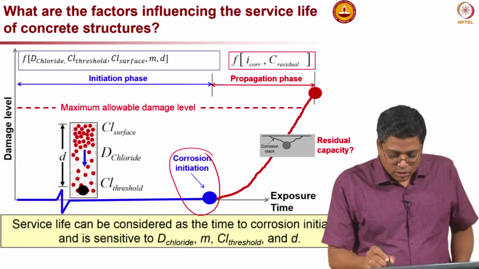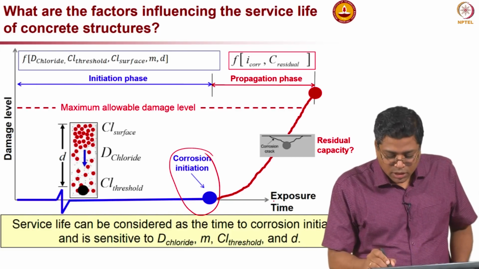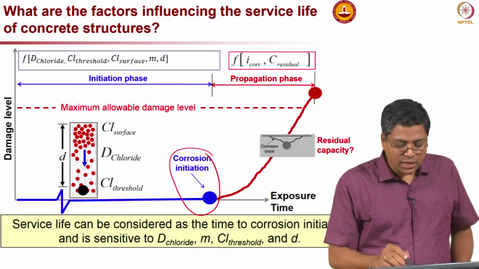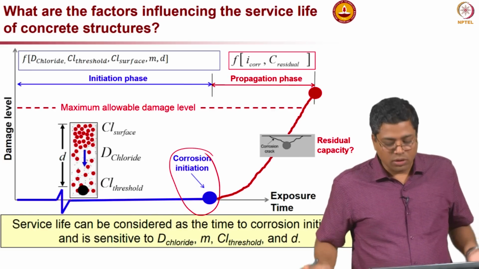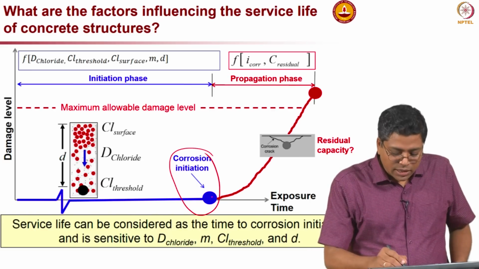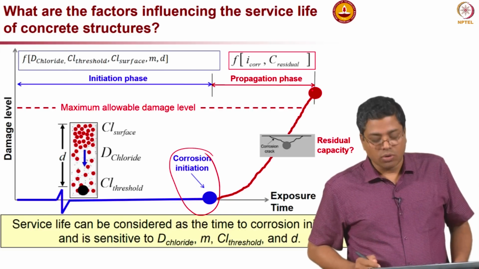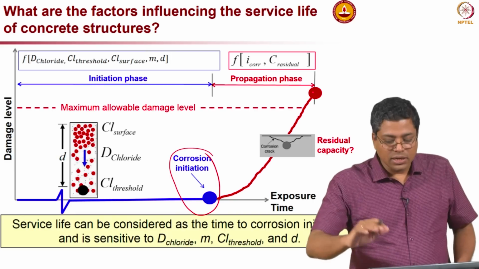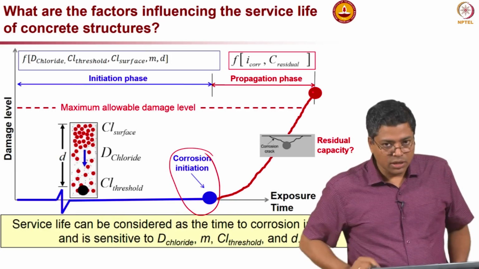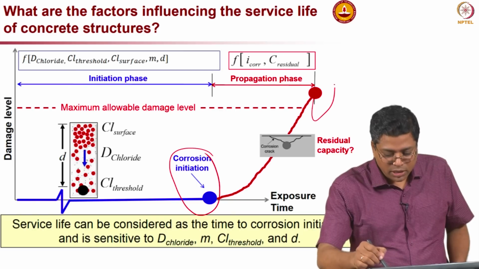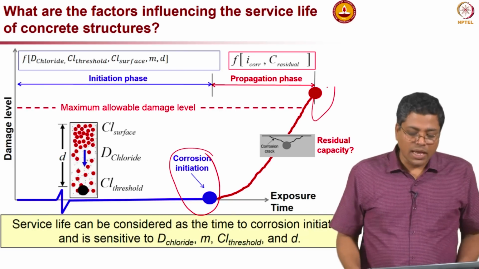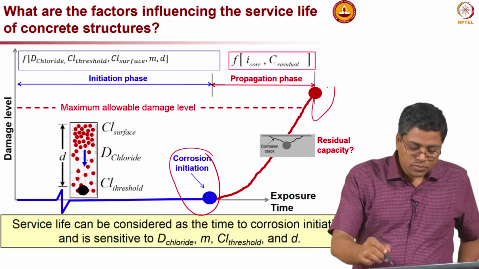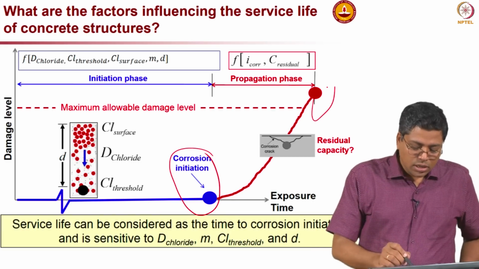Now, on the horizontal axis, the abscissa, you have exposure time, and on the ordinate you have damage level. So, this is the time, let us say in a typical structure this could be 30, 40 or even 100 years. After that the structure will continue to corrode, and eventually you will start seeing spalling, and that is the real end of the service life. After that you may also repair the structure, but there will be a time when it is better to replace the structure and not to continue to repair it.